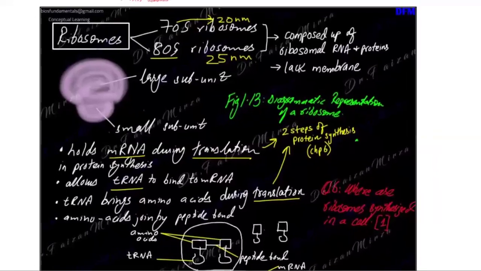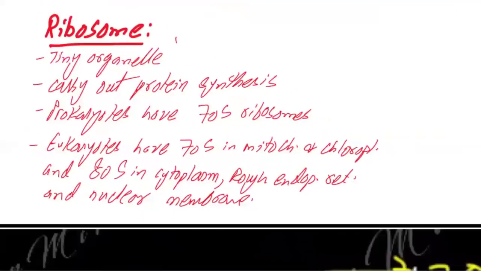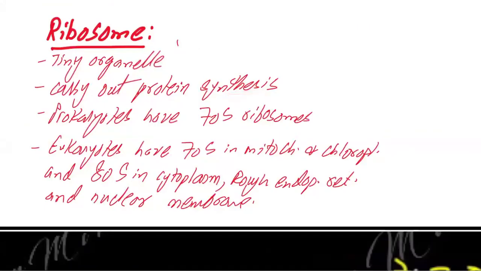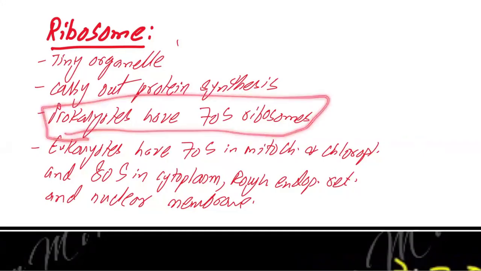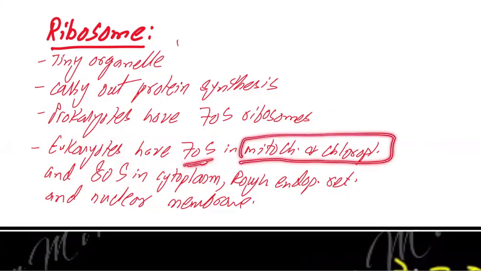Moving on to ribosomes. Ribosomes are attached to the rough endoplasmic reticulum, as we have just discussed. What do we already know about ribosomes? Ribosomes are tiny organelles. They carry out protein synthesis, and they have two types. Prokaryotes have ribosomes called 70S ribosomes, whereas eukaryotes have 70S ribosomes together with 80S ribosomes. So eukaryotes carry both. The 70S ribosome inside a eukaryotic cell is present inside the mitochondria and the chloroplast. Whereas the 80S ribosome in a eukaryotic cell is present in the cytoplasm, the rough endoplasmic reticulum, and the nuclear membrane.